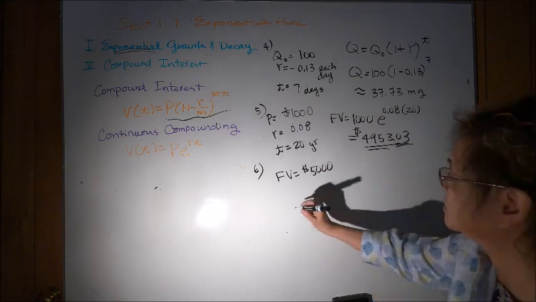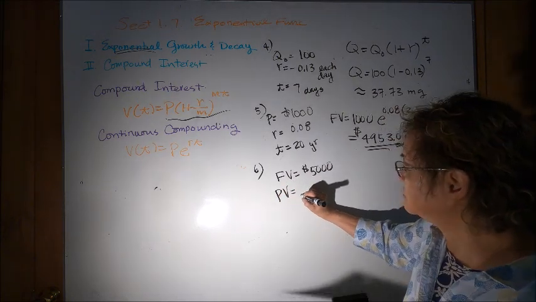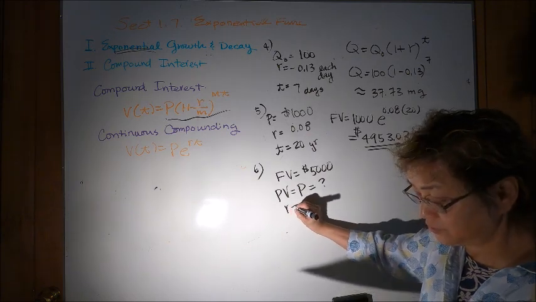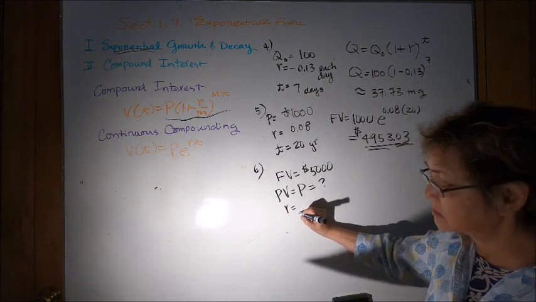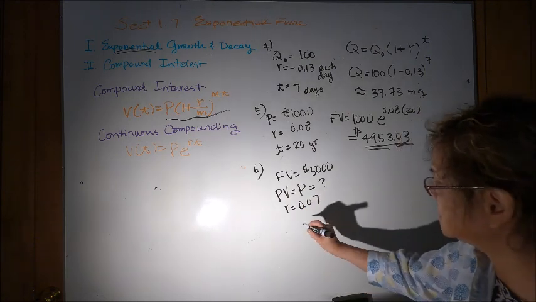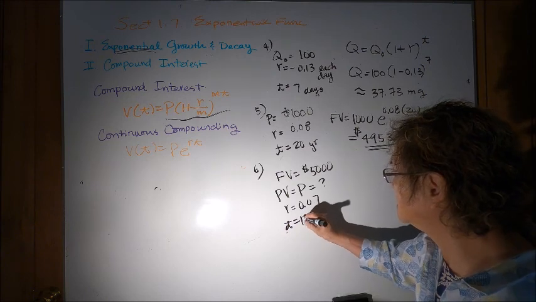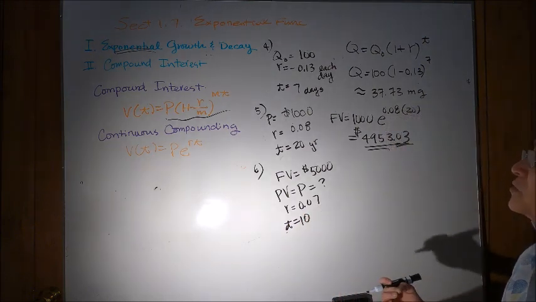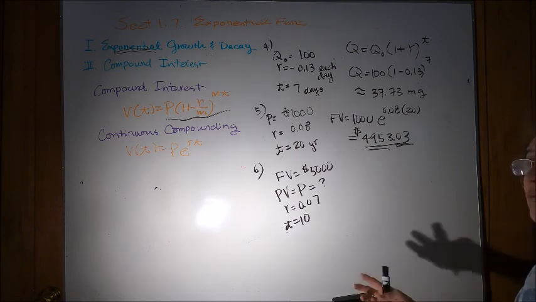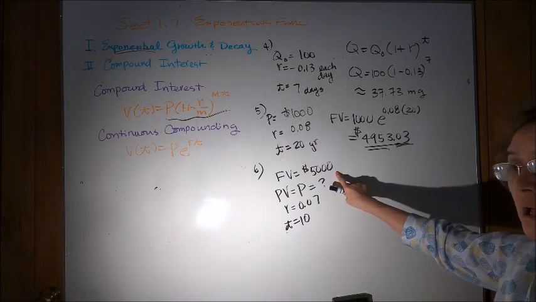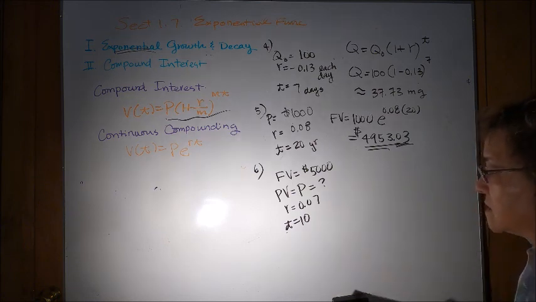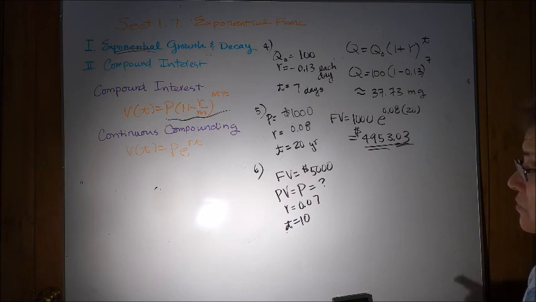So do we know the present value? That's your P. We don't know, right? So what's your rate? 7% per year. So change it to decimal. And t is what? 10. So we want to find the present value, what it is worth, which will be equivalent to the $5,000 10 years later, right? So how do we do it?